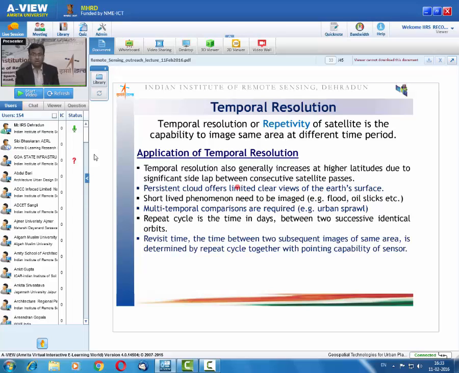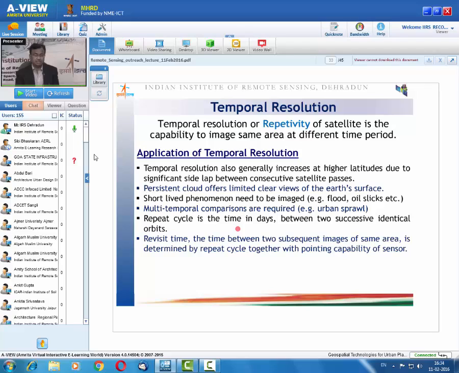The temporal resolution also generally increases. One important point is that the temporal resolution generally increases at higher latitude due to the significant side lap between the consecutive satellite passes. The two different terms I want to distinguish at this point: there is a repeat cycle, and there is a revisit time. Both constitute subdomains of the temporal resolution.